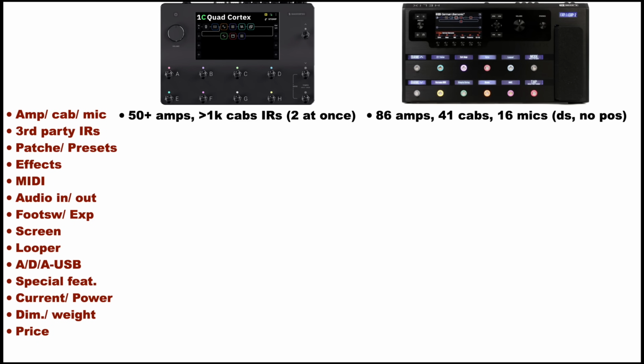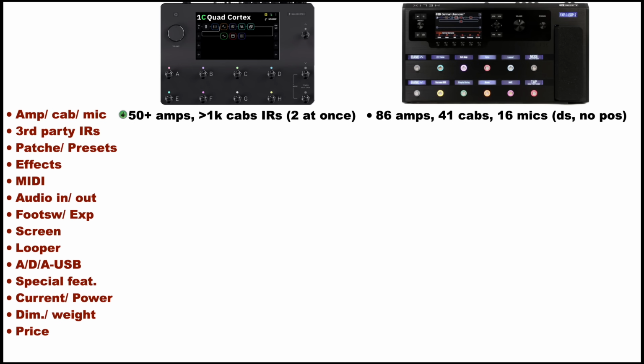First of all, we have 50 amps, more than 1000 IRs and 6 mics in the Quad Cortex, where you can load 2 mics at once and you can change the position and the distance of each mic. On the other hand, the Helix offers 86 amps and 41 cabs and 16 mics, and as regards mics options, you can change only distance and not the position, which is a pretty odd choice from Line 6 in my opinion, as the mic position has a pretty big impact on the sound.